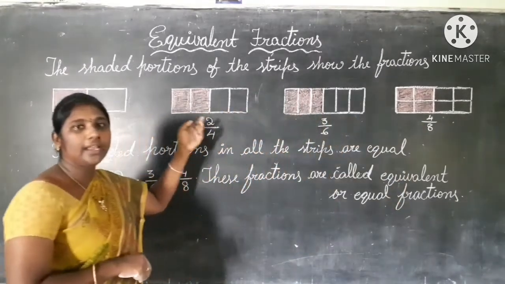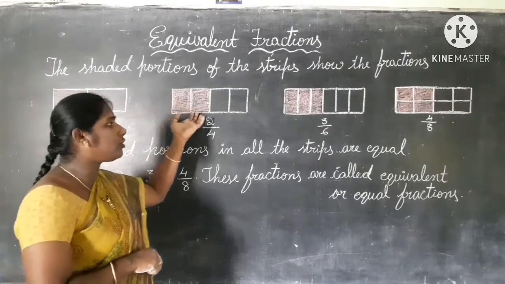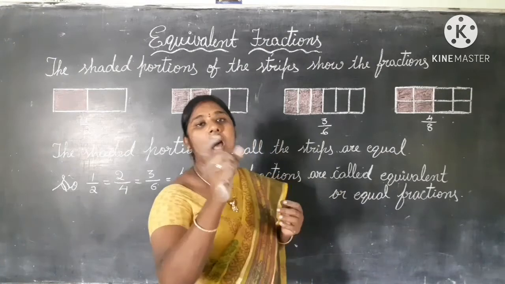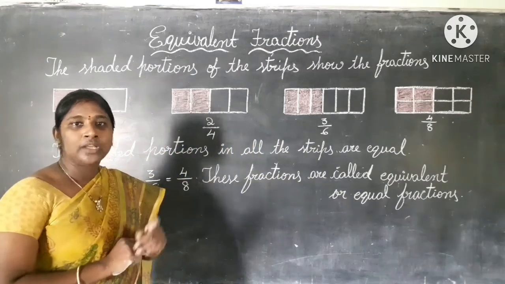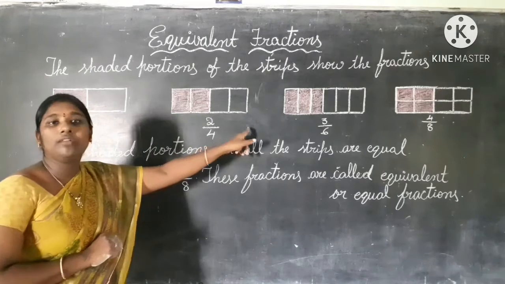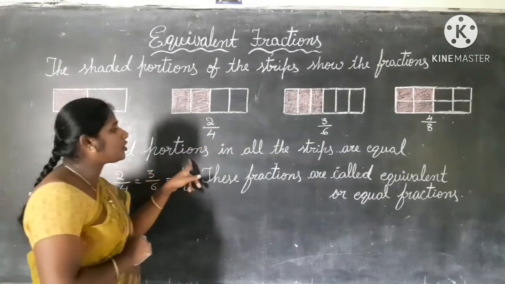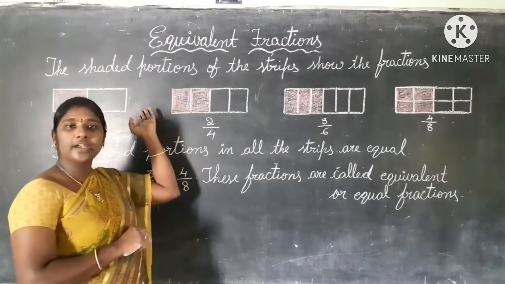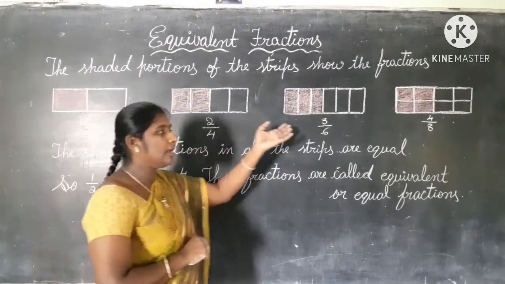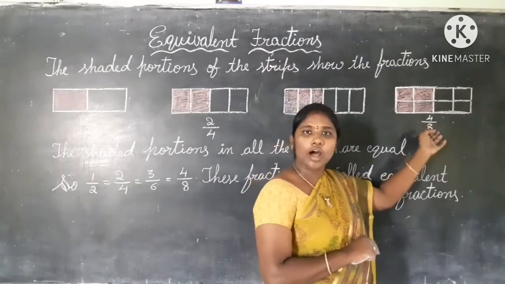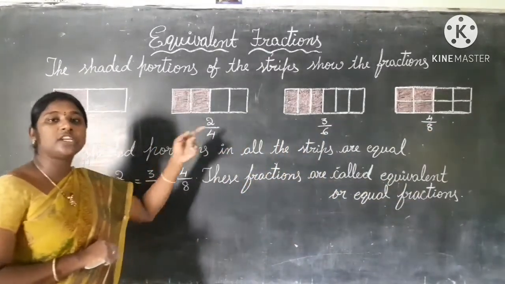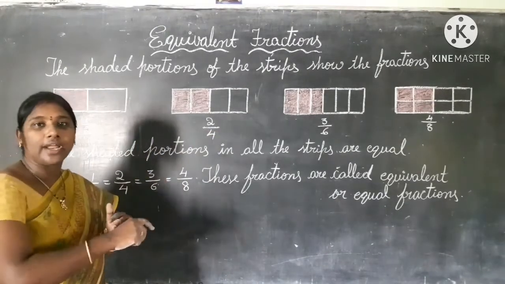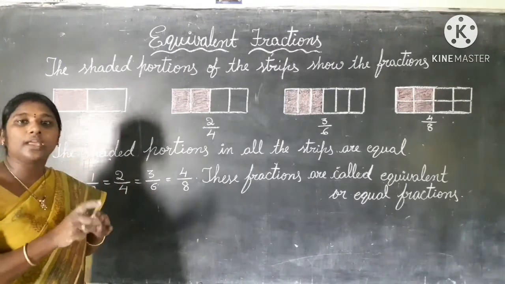If you observe here, it is divided into 2 parts or 4 parts or 6 parts or 8 parts, but in the figure, only half of the figure is shaded. That means these are all equal. The shaded portions in all the strips are equal. In this strip they shaded half, here also half, here half, here half. So the shaded portions in all the strips are equal. But the divided parts will be different, but the shaded portions will be equal.